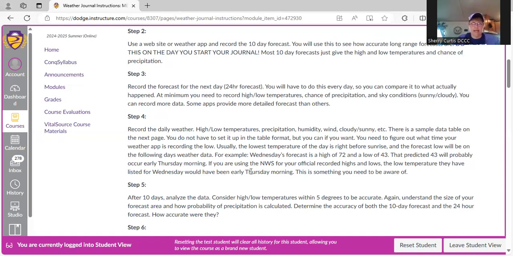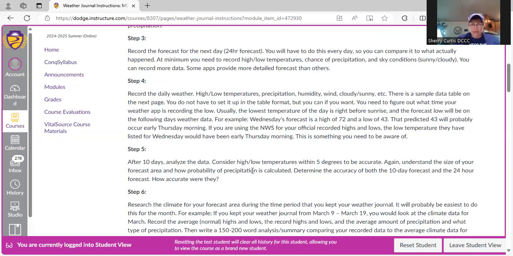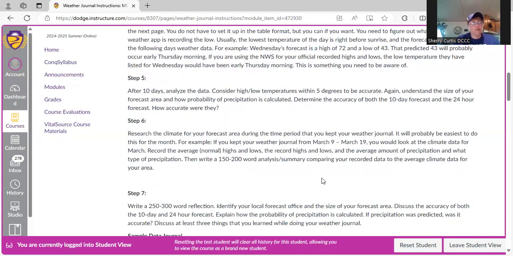After 10 days, you're going to analyze the data. You're going to consider high and low temps within 5 degrees to be accurate. And again, you need to understand the size of your forecast area and how the probability of precipitation is calculated before you determine how accurate the forecast was. You need to determine both the accuracy of the 10-day and the 24-hour. And then you need to research the climate for your forecast area, and decide if that matched up to what you were actually seeing weather-wise.